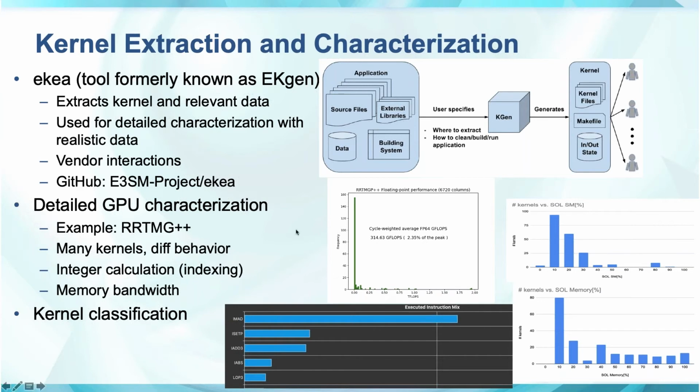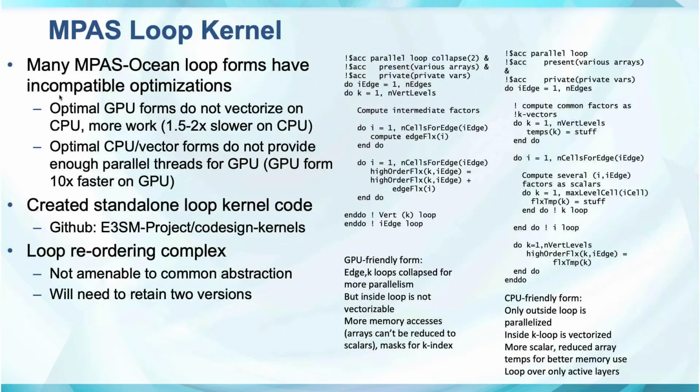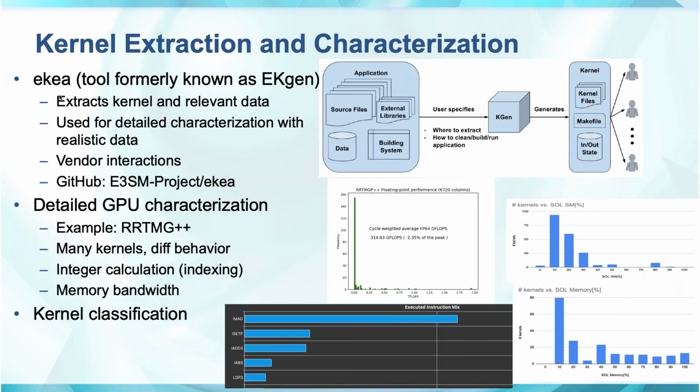So this is a tool formerly known as KGen or EKGen. We're now calling it IKEA. So it's the E3SM kernel extraction and analysis tool. This is a tool that can extract a limited set of code so that we can do detailed characterization and capture enough of the realistic data that's feeding the kernel, so that it's behaving the same way it would in a realistic context.